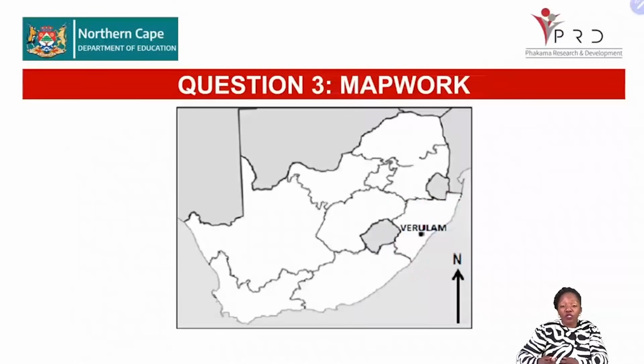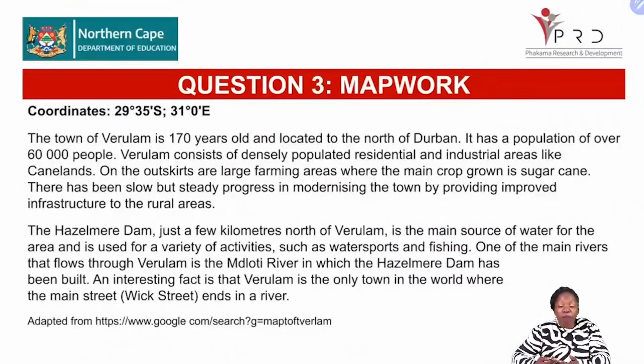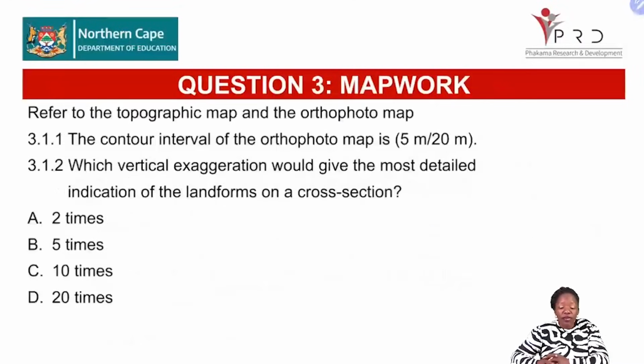So even if it's your first time seeing this area, you will realize in which province this area is located. Then furthermore, beside the map, you are also given the general information on that area, starting with the coordinates and what type of an area, where is it located. So again, I'm going to give you 5 minutes to read through the general information, and then after 5 minutes, we will begin with our questions. Right? Looking there at our first question, you will refer to the topographic map and the orthophoto map.